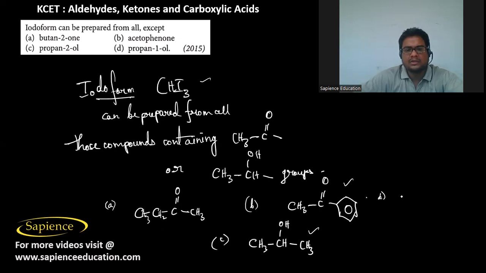But in option D, it is told propan-1-ol, which is CH3CH2CH2OH. It does not contain the CH3CHOH group or the CH3CO group, so it can't be used to prepare iodoform. So option D is the correct answer.